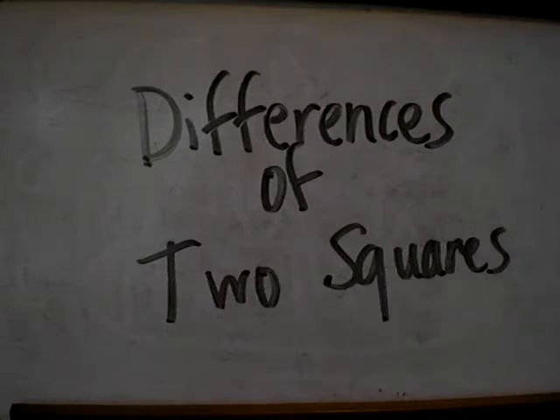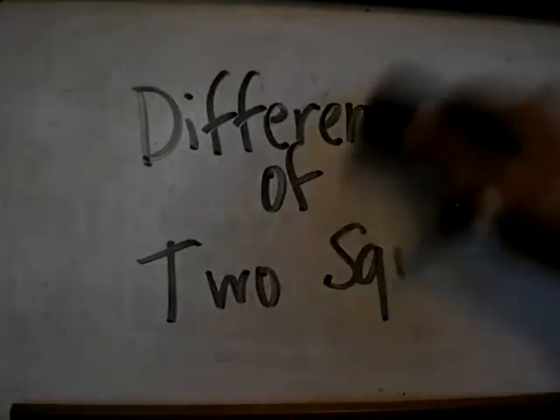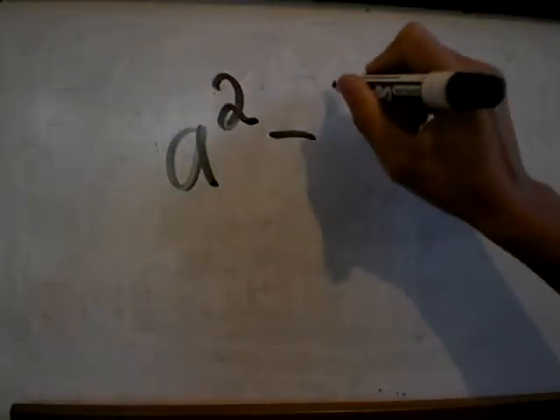Hey everyone. Okay, in this video, I'm gonna be showing you how to factor a binomial where they are two squares, but it's a difference. They're differences of two squares. Okay, so let's say you need to factor a squared minus 16.